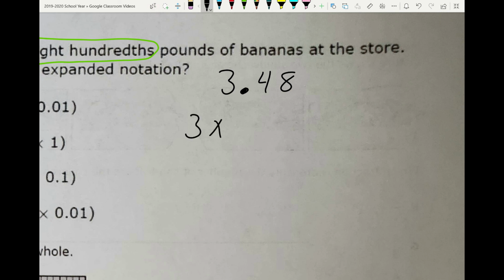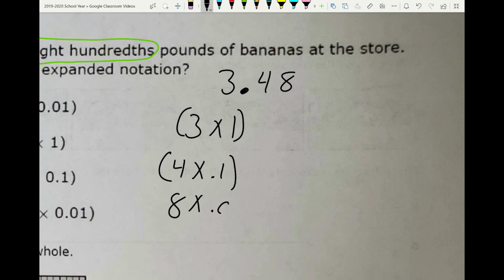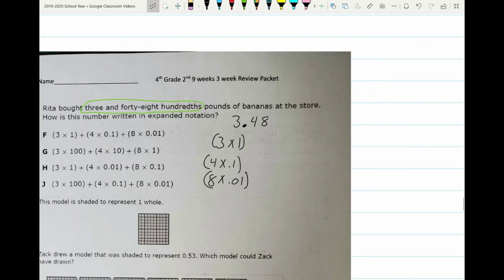3 times the place value of the ones, my 4 times my place value of the tenths, and then my 8 times the place value of the hundredths, which is that. The 1 is in the hundredths place value. Which one is that one?